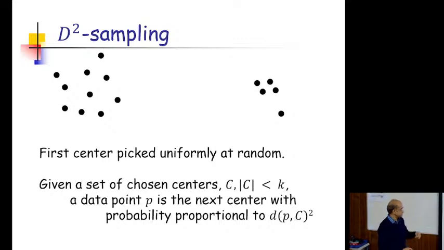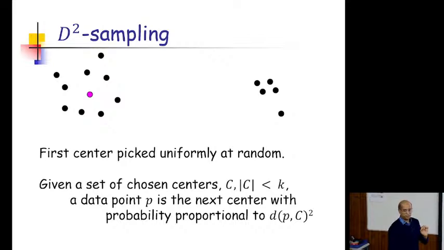The idea is as follows. You pick the centers in an iterative manner. The first center is chosen uniformly at random, so let's say this one here. And the second one that you choose is now dependent on your choice of the first center.